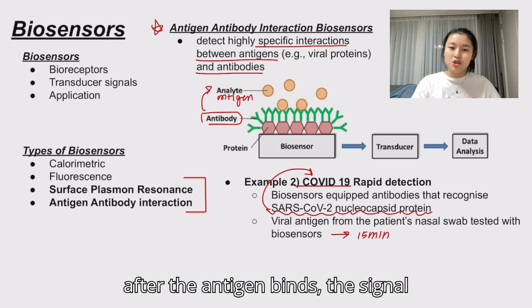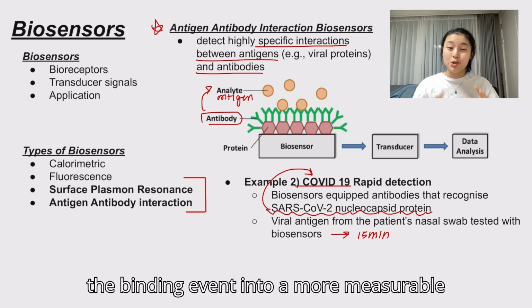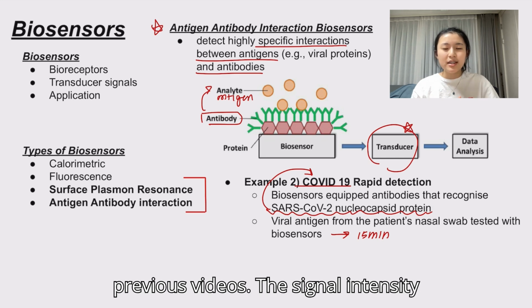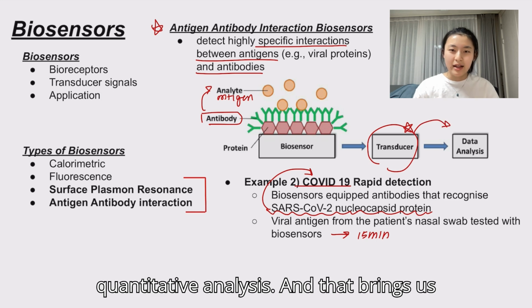Now, after the antigen binds, the signal passes through a transducer that converts the binding event into a more measurable output, as we have studied in the previous videos. The signal intensity directly correlates with the antigen concentration, which enables more quantitative analysis.